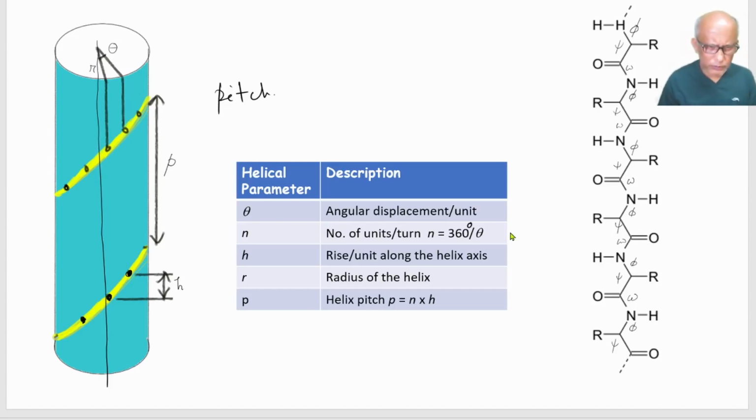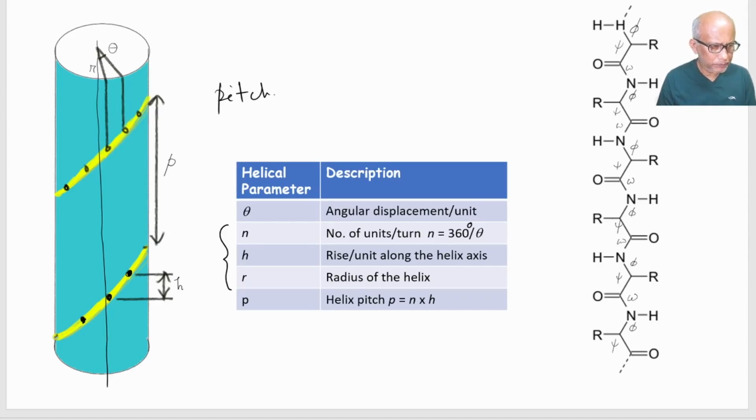So these 5 parameters I can use to describe a helix. As you can see, 2 of them are dependent upon the others. Theta and n are related, and P again depends upon n and H. So essentially I can take any 3 independent parameters to describe a helix. Ramachandran in his work mostly talked about n, H and R, so we will be using these 3 parameters to describe our helices.